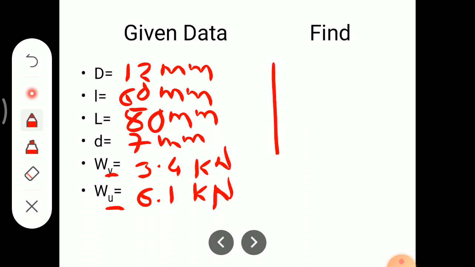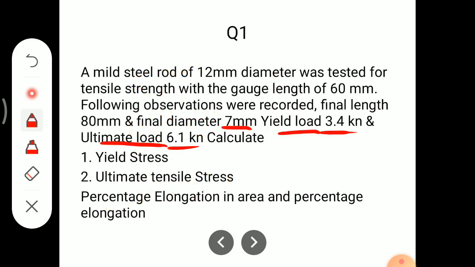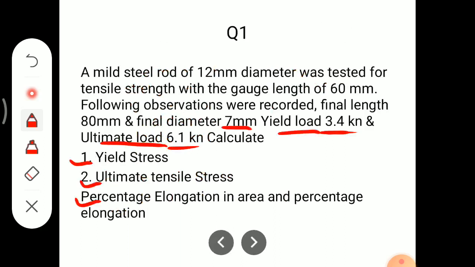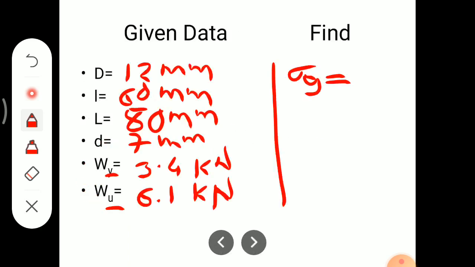And we have to calculate these three terms. First one is yield stress. Stress is denoted by the letter sigma, and Y is for yield condition. Then the second one is ultimate tensile stress, also denoted by sigma U, and then percentage of elongation. Now we will solve this problem step by step.